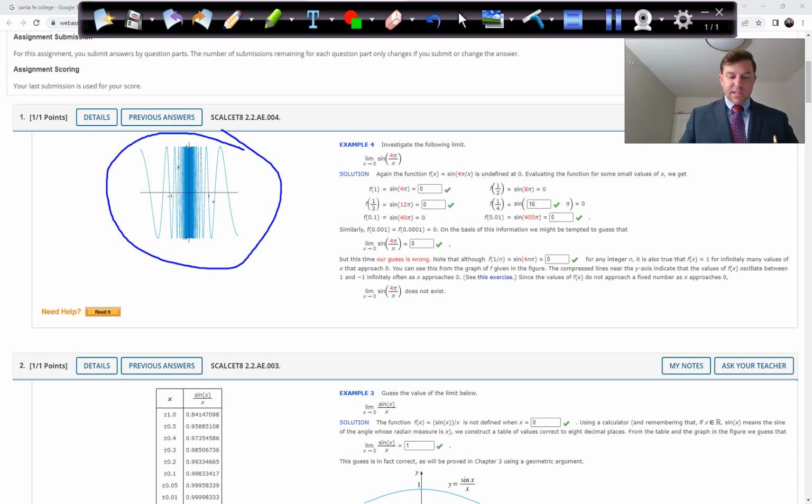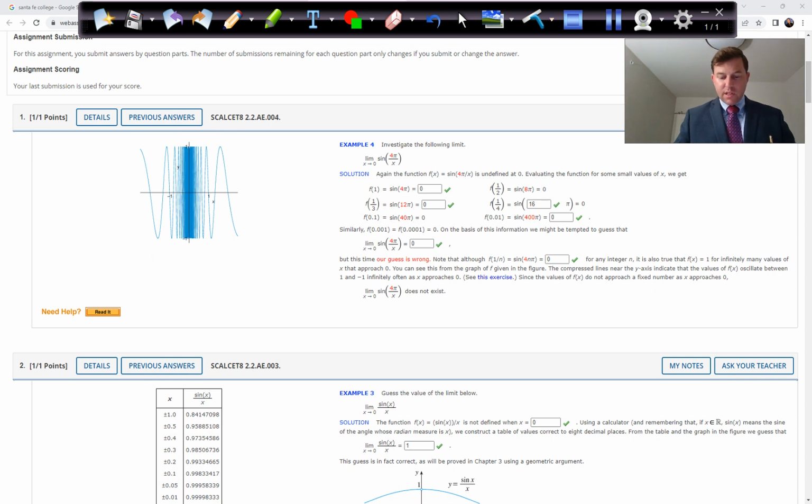So as x gets close to 0, in some cases it's positive 1, in some cases it's 0, in some cases it's minus 1. And it oscillates back and forth between those values. So something really crazy is going on here. Because this thing oscillates, it doesn't converge on one number, it goes up and down, we say the limit does not exist.